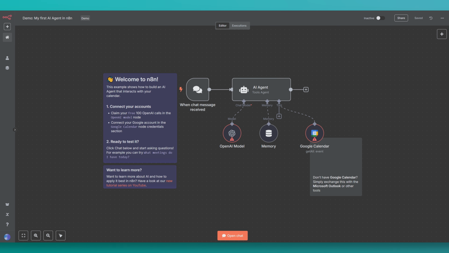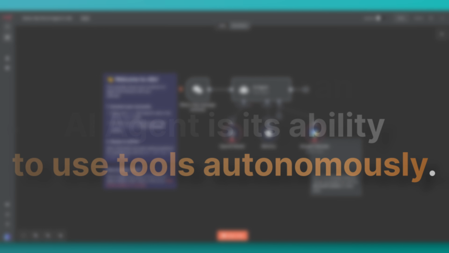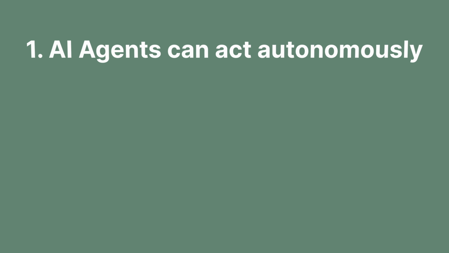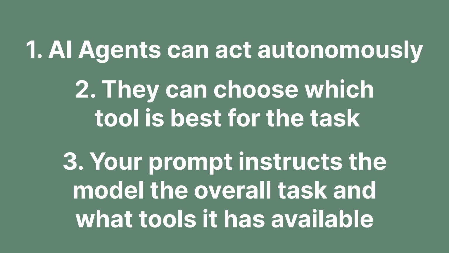And the key here is this: an AI agent can, using its own agency, use a tool to help complete the task you've asked of it. It can do this autonomously. It can choose which tool is best for the job. And you prompt the model to understand which tools it has on board and when and how to use them.